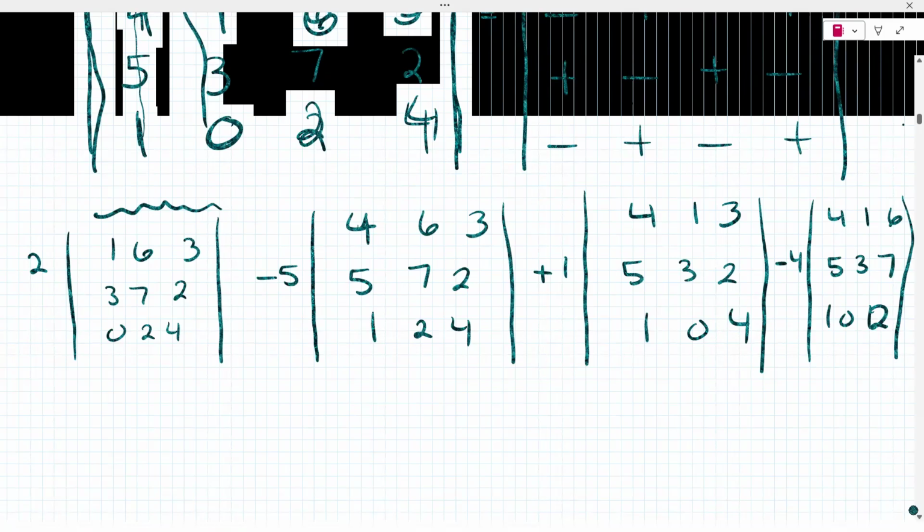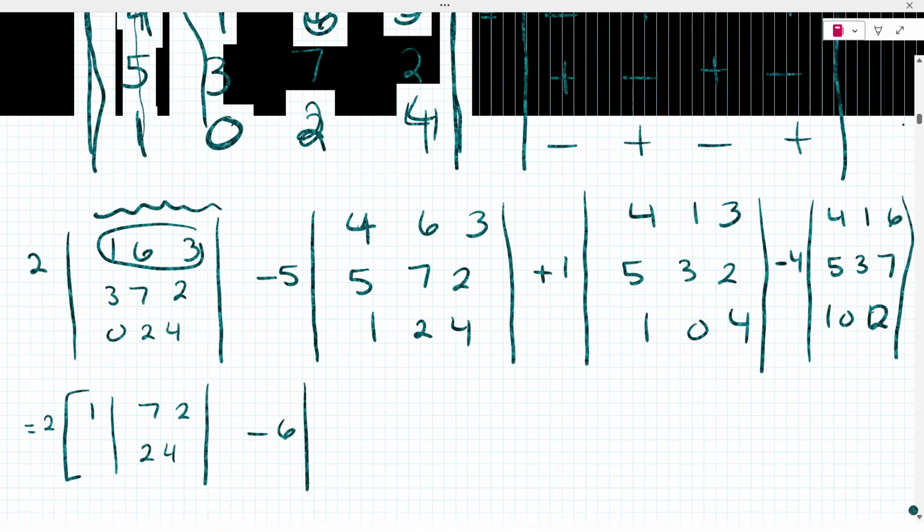So for this one, I'm gonna use this row. So you get 2 bracket, and this has a 1 and that's a positive one. So it's gonna be 1, and then you're left with the matrix 7, 2, 2, 4, and then keep on going. Now we're gonna use this 6. And 6 is, according to the symbol, going to be -6. Ignore the row and the column that has that 6. So you're left with 3, 2, 0, 4.